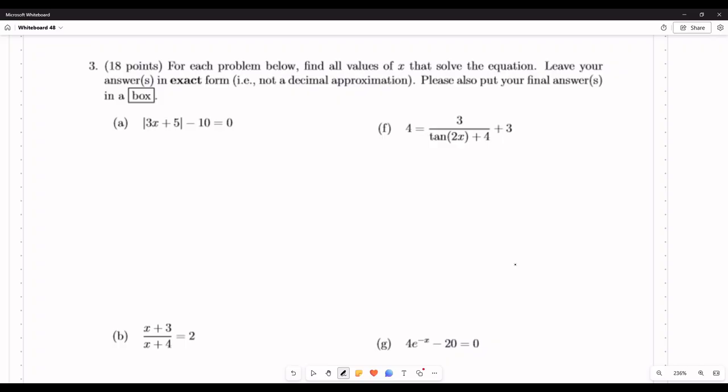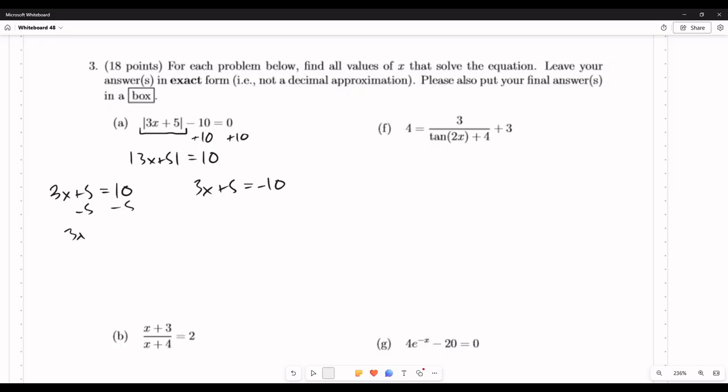So here I have an absolute value problem. Kind of like with log functions and with trig functions, the first thing you want to do is get this part by itself. I'm going to do that by adding 10 to both sides. So we'll have absolute value of 3x plus 5 equals 10. And then this splits up into 2 different equations. To get rid of the absolute value sign, I'll split it up into 3x plus 5 equals positive 10 and 3x plus 5 equals negative 10.